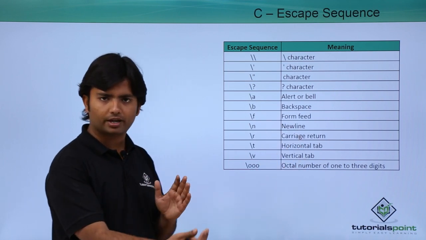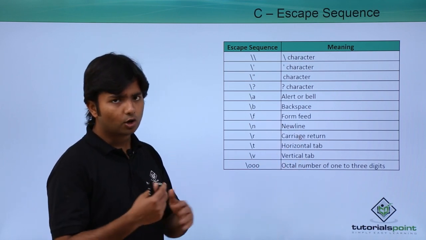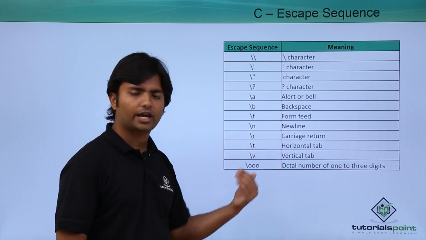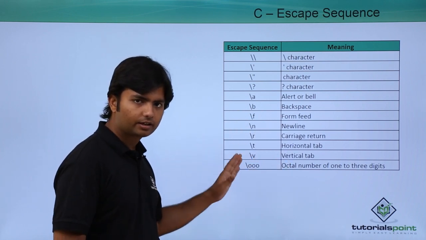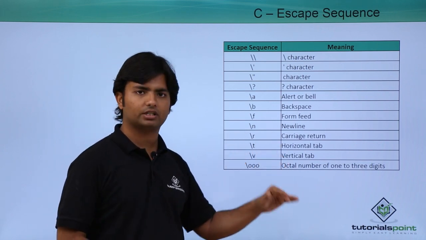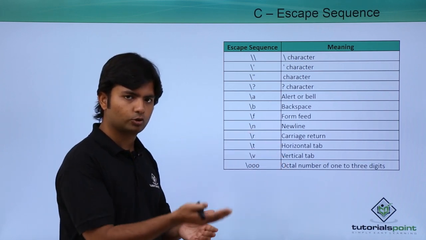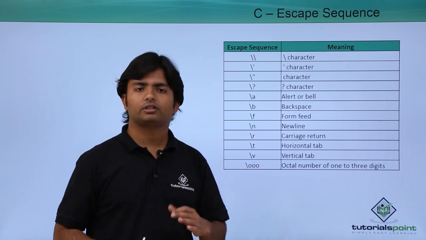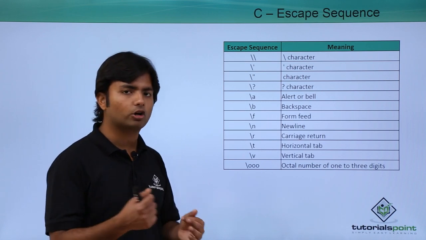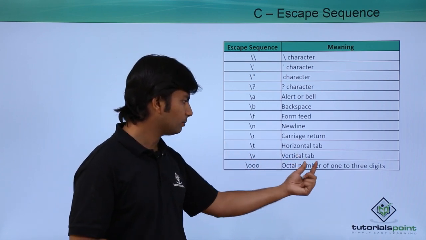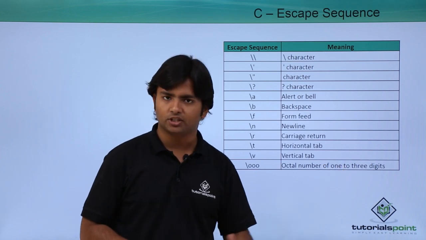If you want to break a line while printing anything, you can use \n. \r is for carriage return, \t for tab space, and \v for a vertical tab, if you want to give a gap vertically. And if you want to print an octal value, then you can go for \ooo, an octal number of 1, 2, or 3 digits.